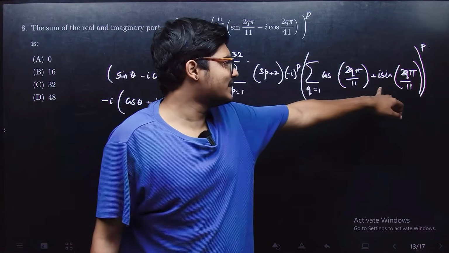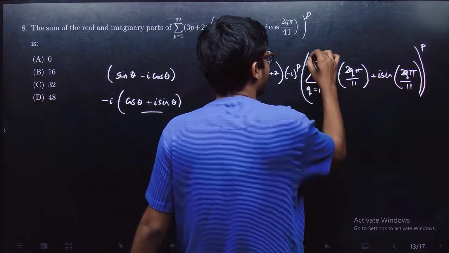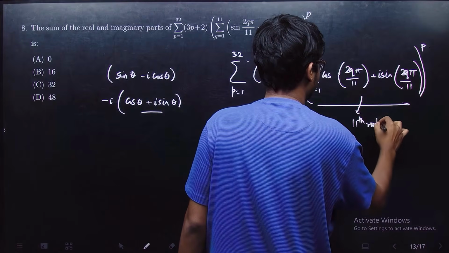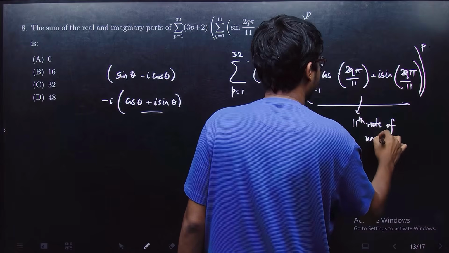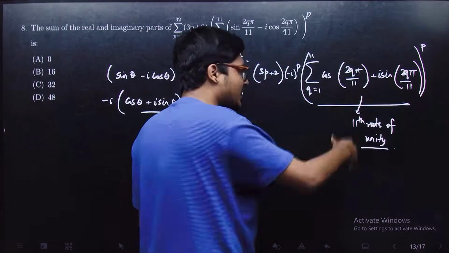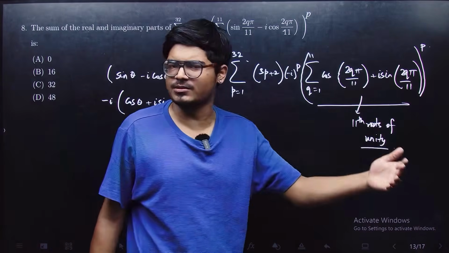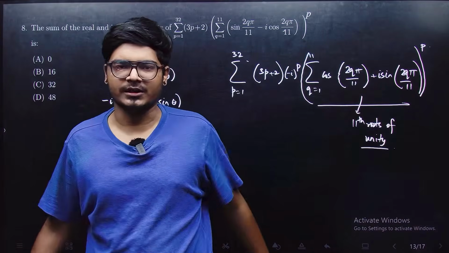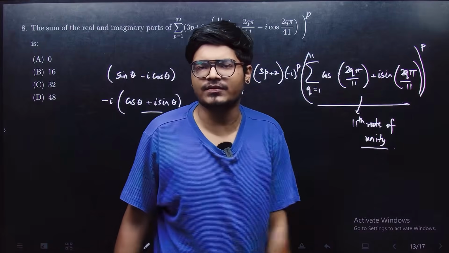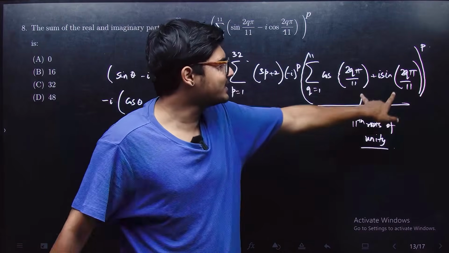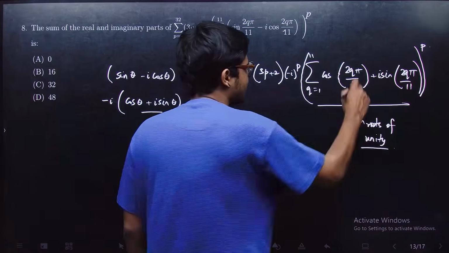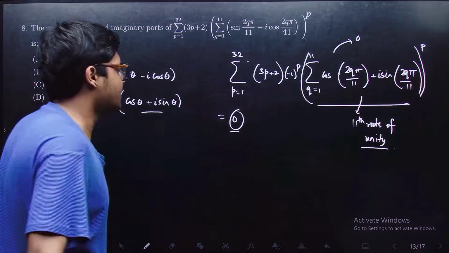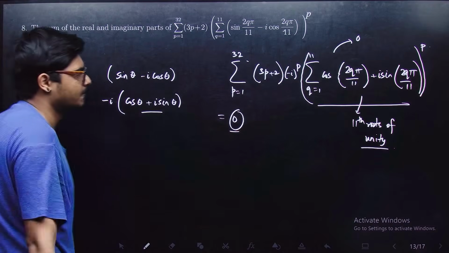Now observe, this is nothing but the sum of the 11th roots of unity. Even though it is supposed to start from 1 plus whatever, so on and so forth. See, when you put q equal to 11, this is going to give you 1, right? Okay, so that's the idea. So overall, this is the sum of the 11th roots of unity, okay? And we know that the sum of the 11th roots of unity is going to be 0. So if this quantity is 0, this overall expression turns out to be 0. What is the sum of the real and imaginary parts of 0? 0. So the answer is A, okay?